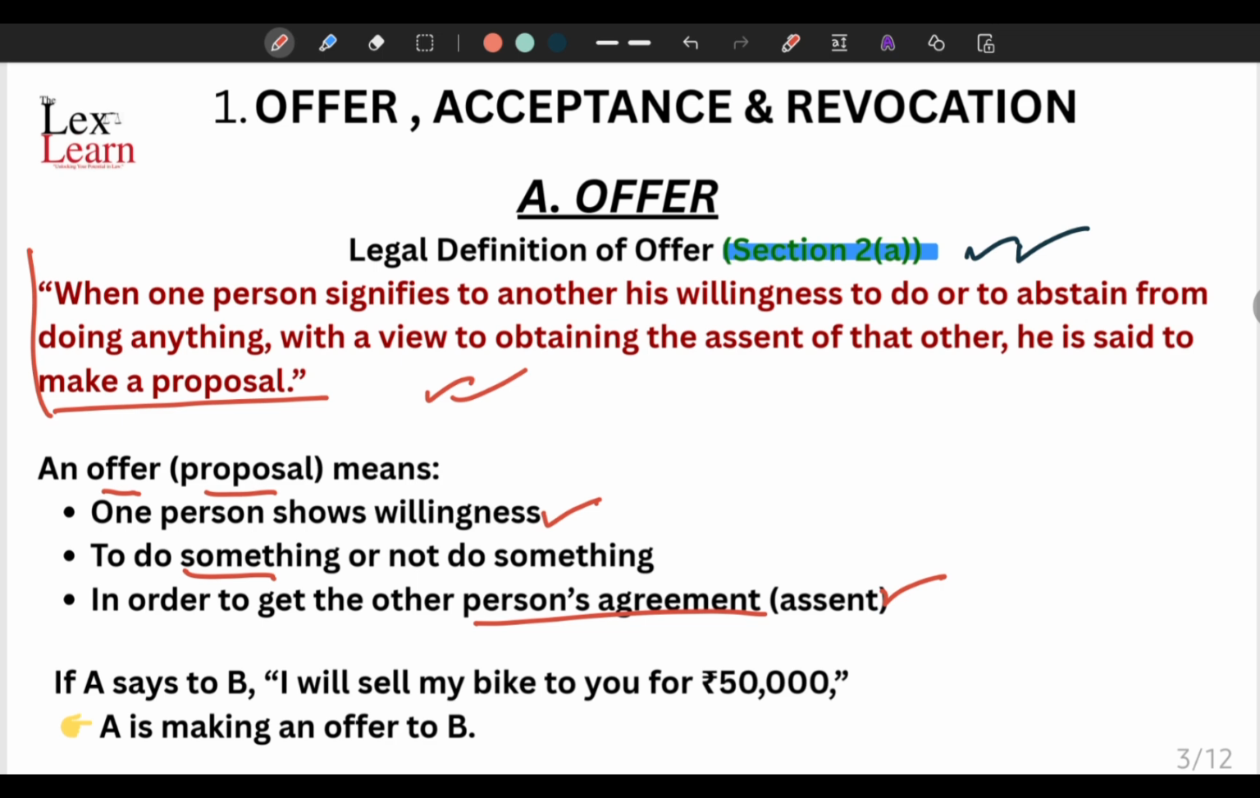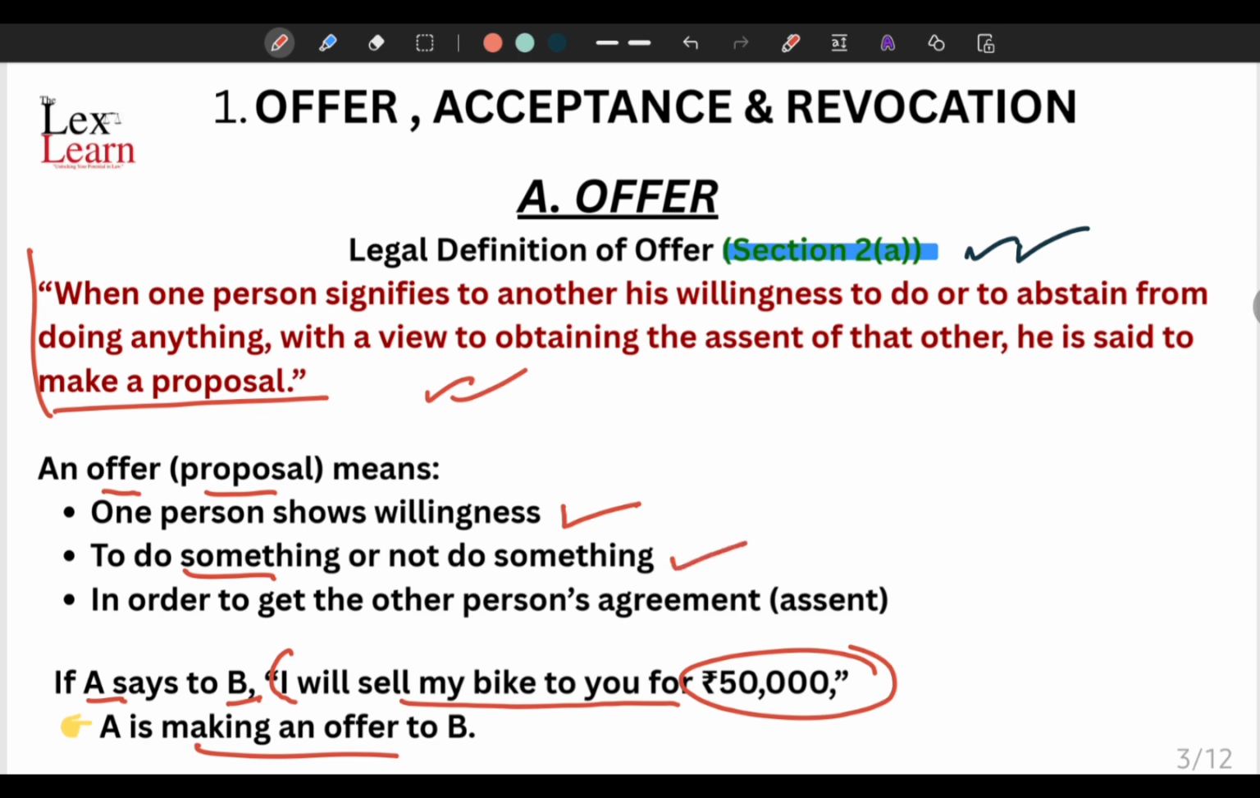Let's understand this definition of an offer through an example. If A says to B that I will sell my bike to you for 50,000. Now put yourself and your friends in this situation. You have Aman and Baman. Aman says to Baman that he is ready to sell his bike for 50,000 rupees, and here Aman is making an offer to Baman. So let's see if the ingredients are satisfied. Aman shows his willingness to sell his bike. What does he want to do? He wants to sell his bike. And why is he saying this to Baman? Because he wants Baman to accept and buy the bike. So this is what an offer is in simple terms.